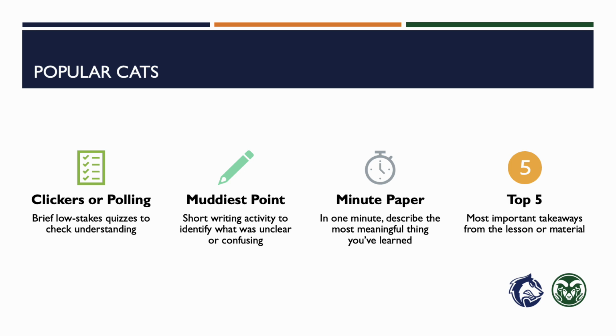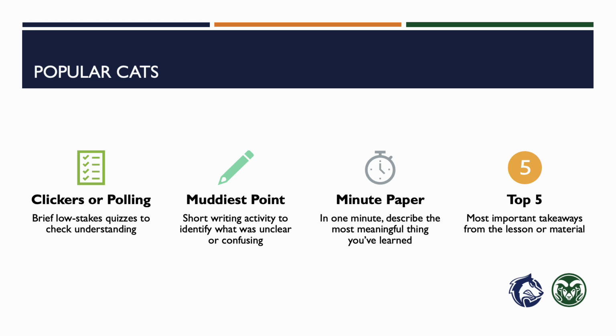The muddiest point is a short writing activity for the student to reflect and identify what was unclear or confusing. CATs provide closure to the class session and prepare students for what comes next. In the minute paper, students take 1 minute to reflect on one point from the course session. For example, describe the most meaningful thing you've learned.